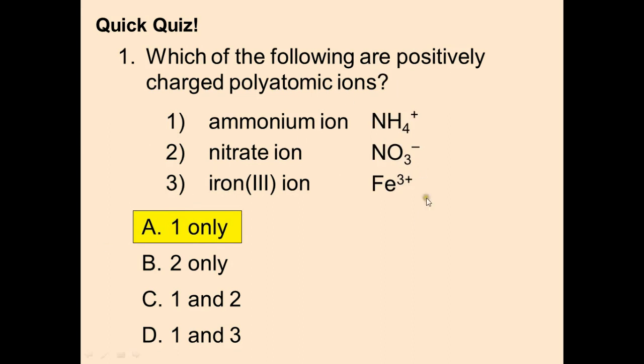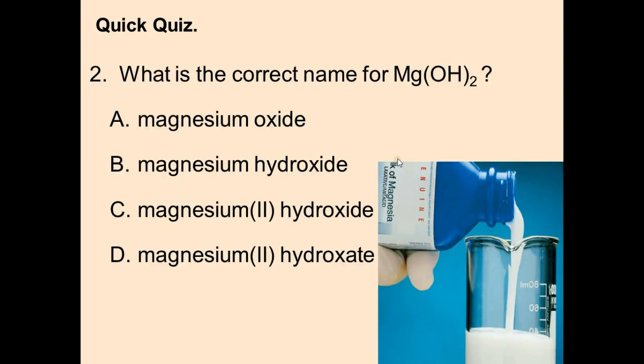And so here are their charges and their chemical formulas again. What is the correct name for Mg(OH)2? Is it A, magnesium oxide, B, magnesium hydroxide, C, magnesium 2 hydroxide, or D, magnesium 2 hydroxate? So first of all, you can look on our polyatomic ions, and you can tell this is a polyatomic ion because it's OH together in parentheses. So OH is hydroxide, so the answer has to have hydroxide. So it's not A or D.